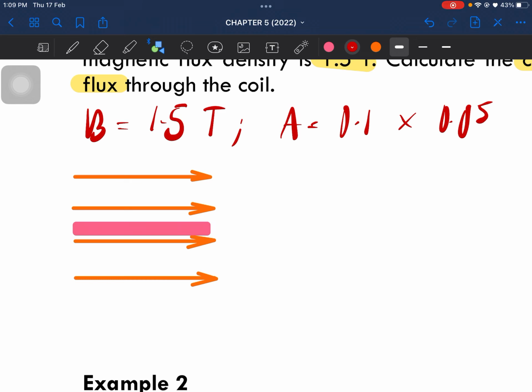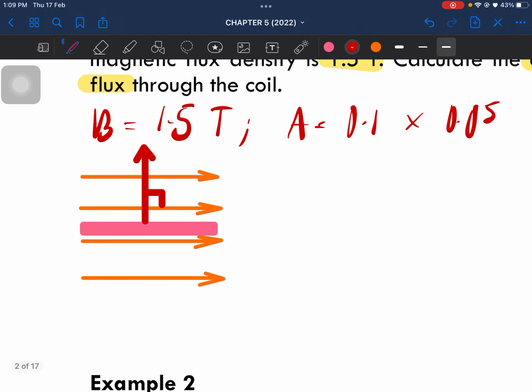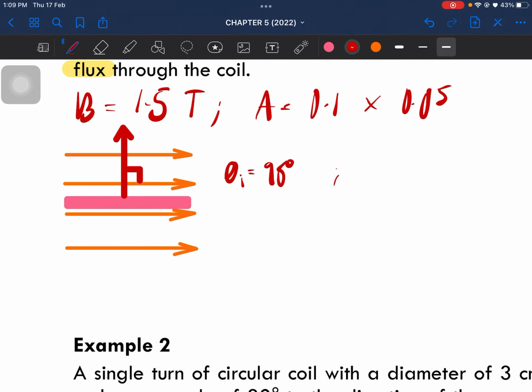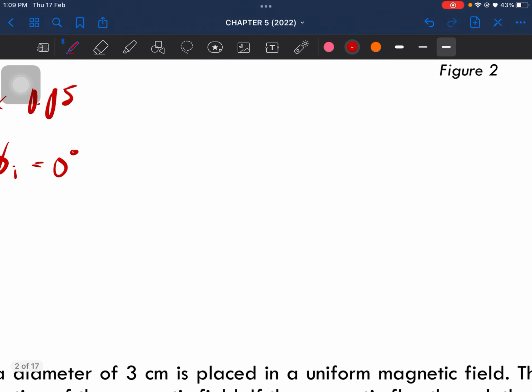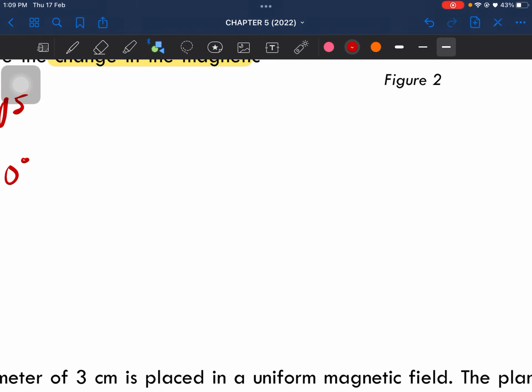Hence, the area vector is 90 degrees to the magnetic flux density. Okay, so what does this give us? It gives us the initial magnetic flux to be equal to 0, since the angle is 90 degrees. Okay, now let's look after it is being rotated. It is rotated 90 degrees about the rotation axis.